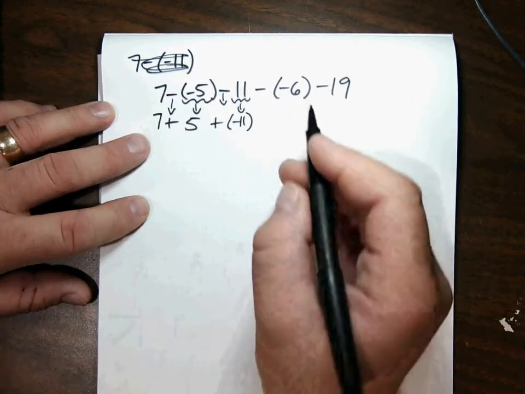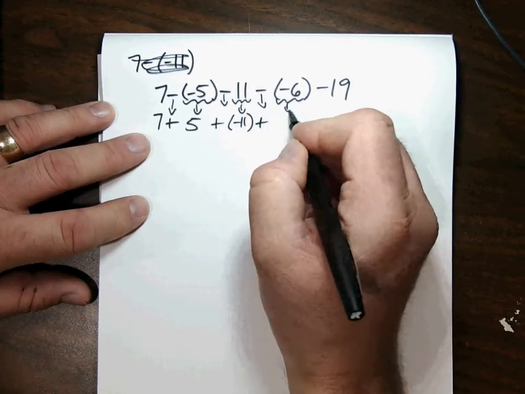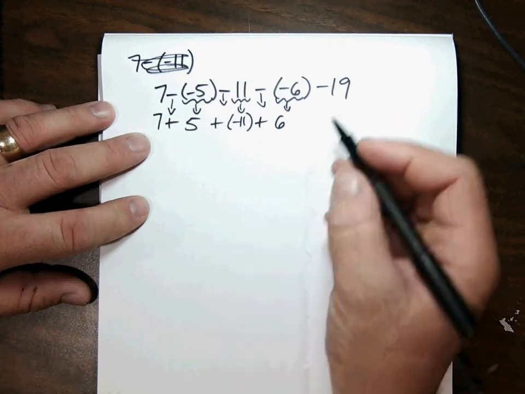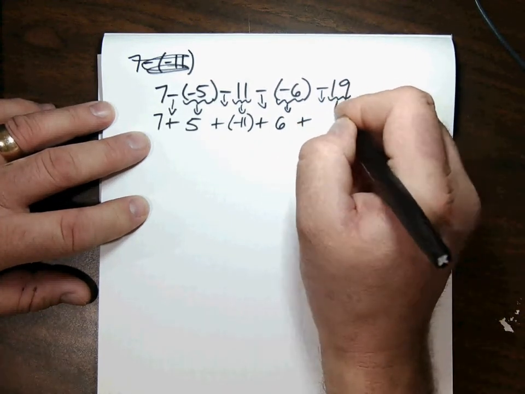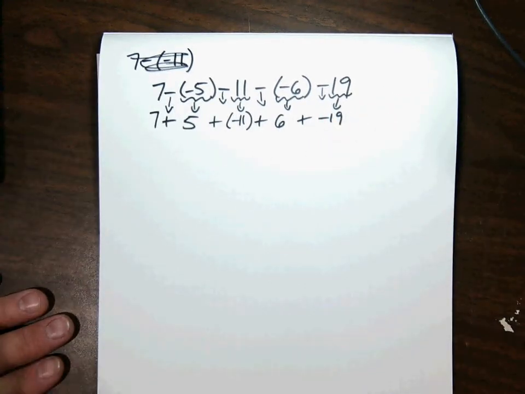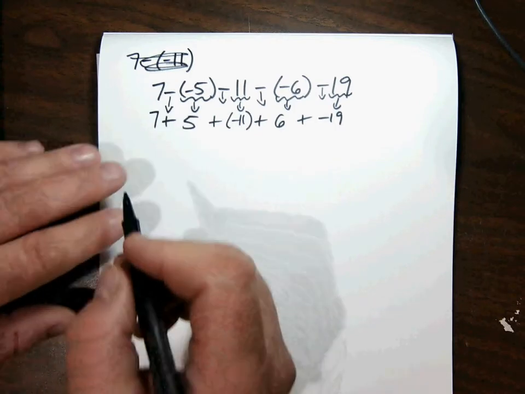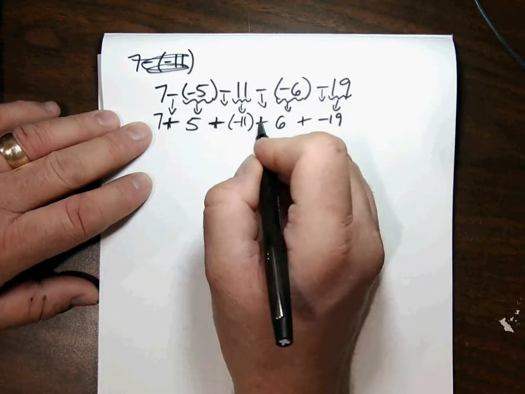Okay? Change that subtraction to addition. Change that -6 to +6. Change that subtraction to addition. Change that +19 to -19. Okay, so we changed them all. And now that we have this addition, everything's addition, right? There are negative numbers, but everything is an addition.